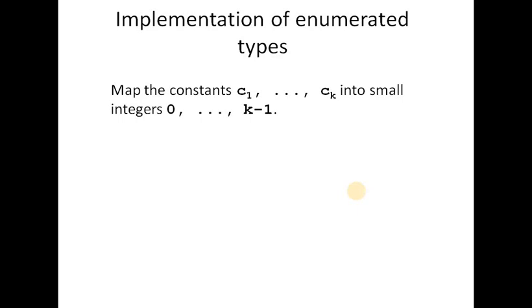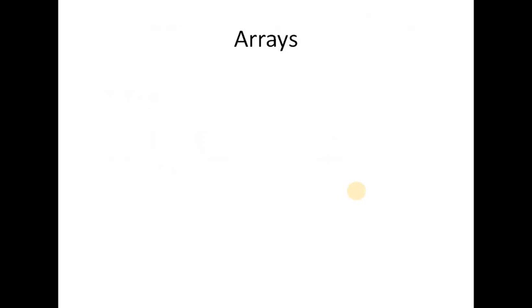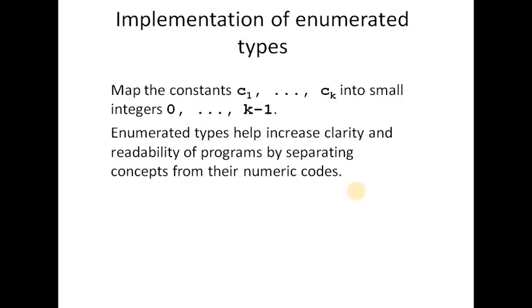Implementation of enumerated types: the constants C1 to Ck are mapped into small integers, 0 to k minus 1. So this is the actual implementation of enumerated types. It helps increase the clarity and readability of programs by separating concepts from their numeric codes.